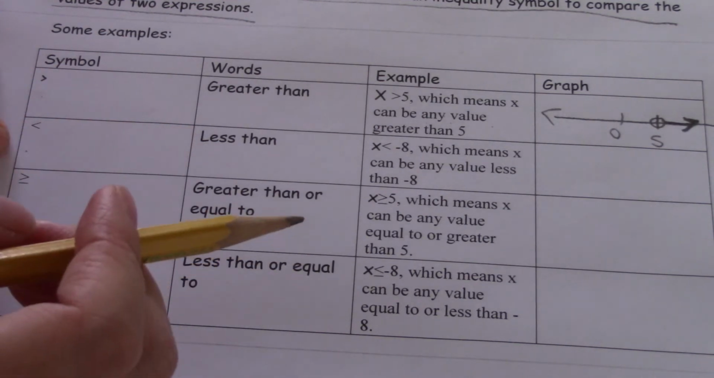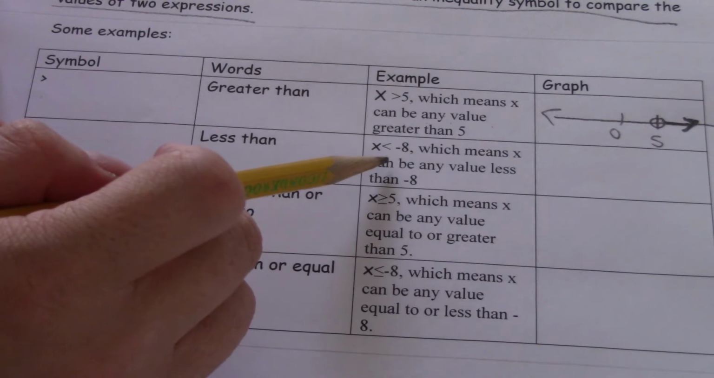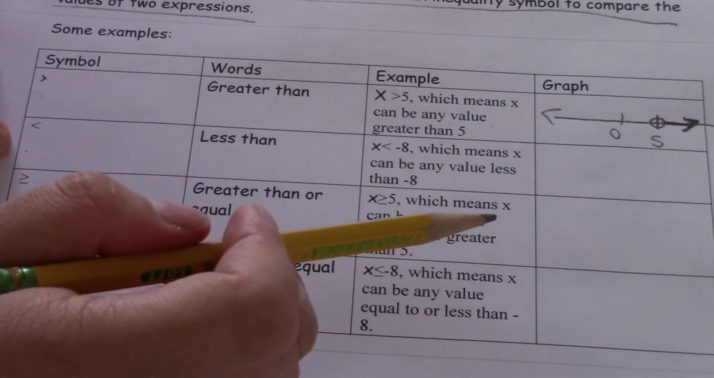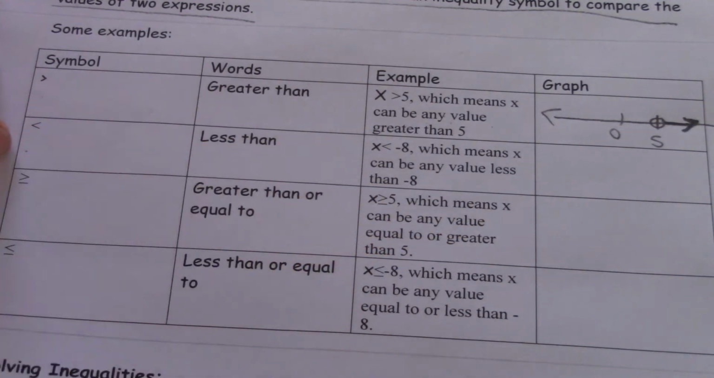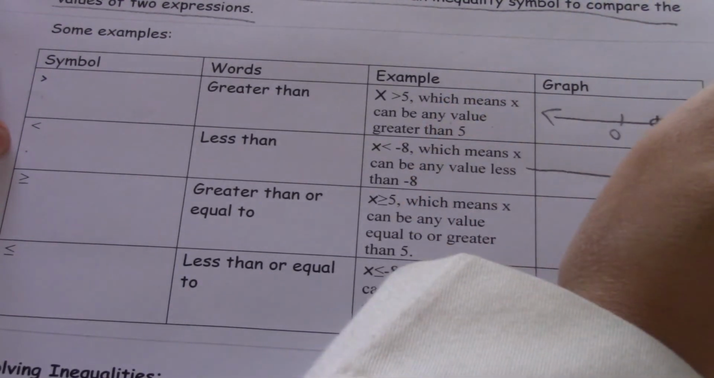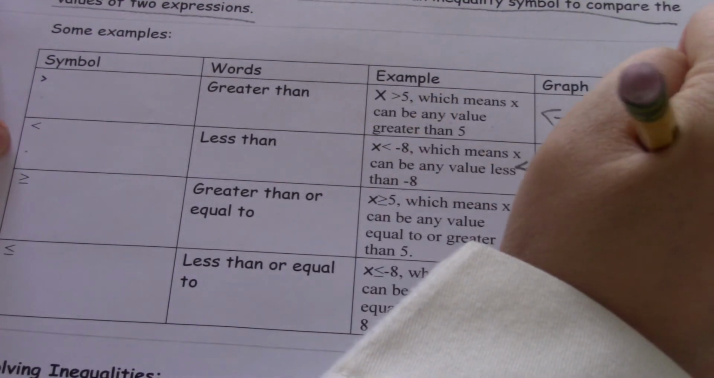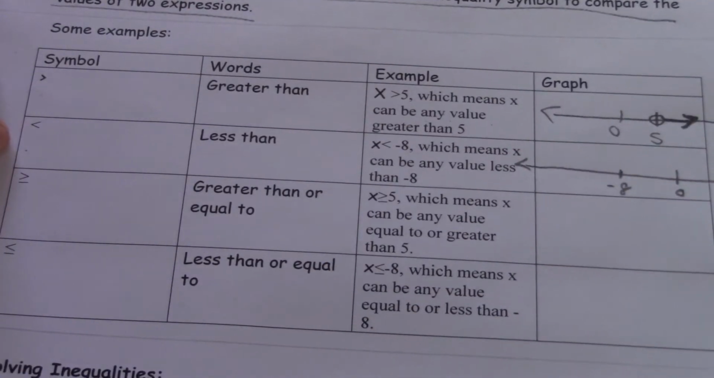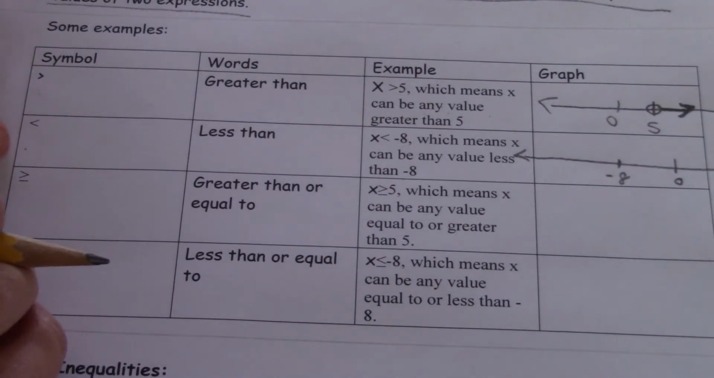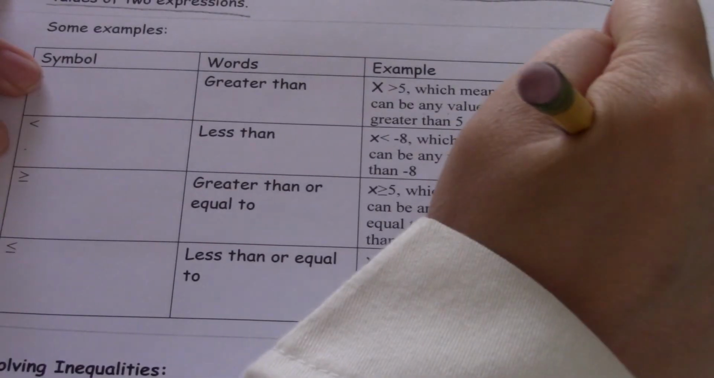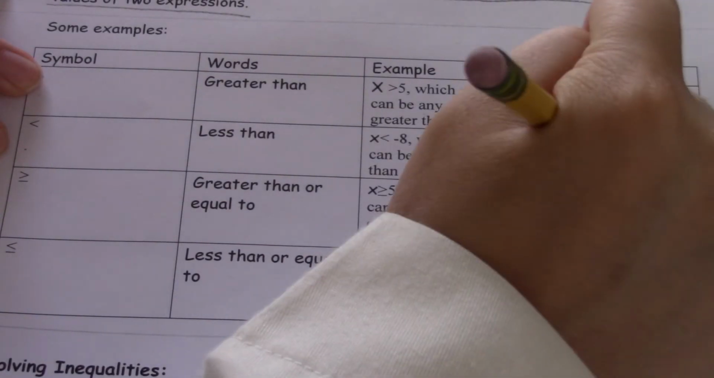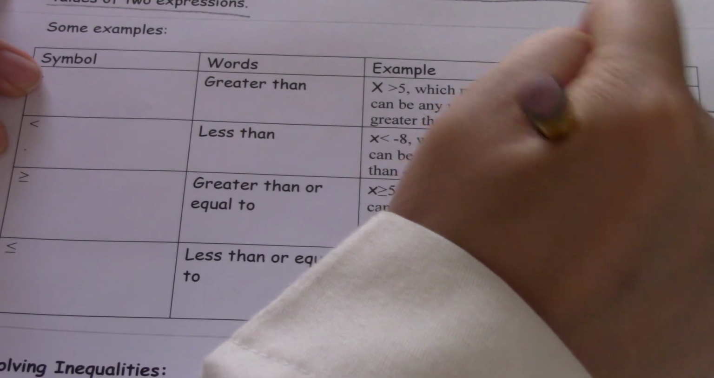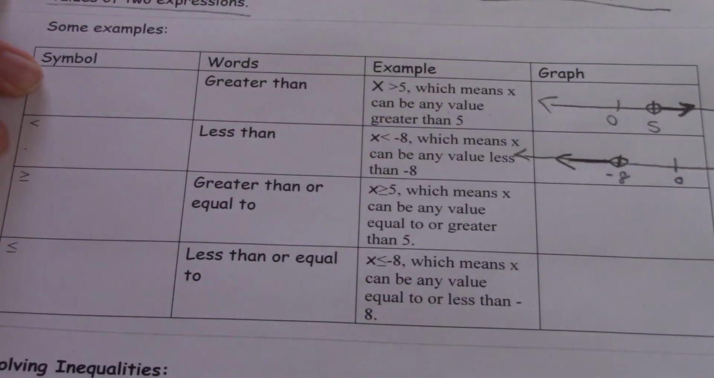An example of inequality would be x is less than negative 8. So that means x can be any value less than negative 8. If I wanted to graph that, I'm going to graph my 0 here. Here's my negative 8. So it's going to be any value less than negative 8. Okay? So it's going to be an open circle, and then you have the arrow going to the left. You shade the arrow going to the left. Okay?